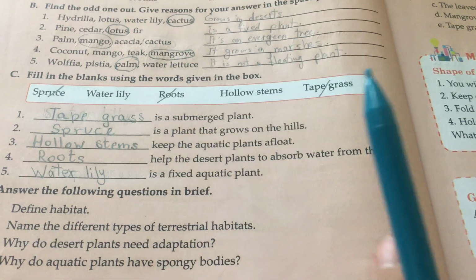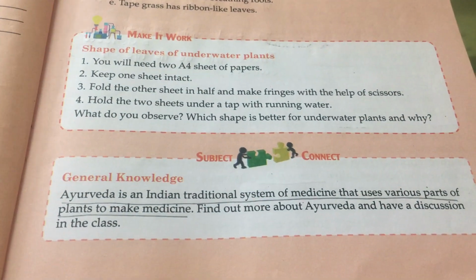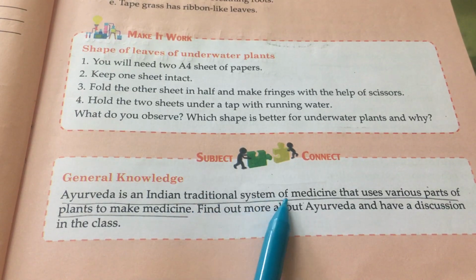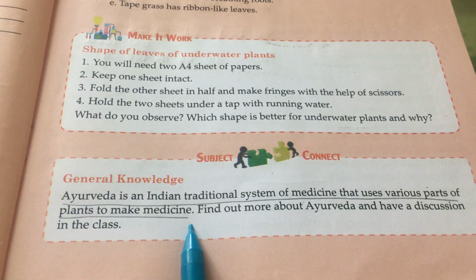Answer the questions. You will refer to the notebook. The general knowledge part is: Ayurveda is an Indian traditional system of medicine that uses various parts of plants to make medicines.